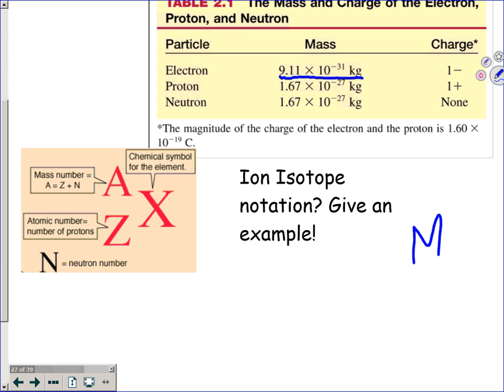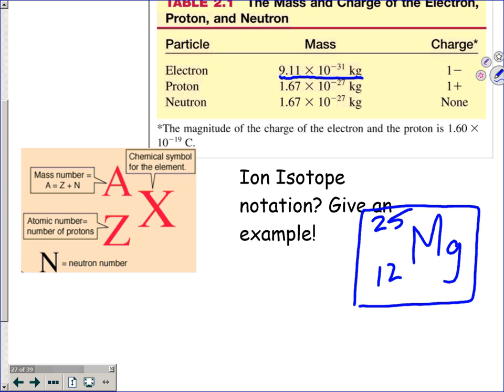Mg is our letter, our symbol. Where would the mass go? Upper corner, okay. So the mass of that magnesium isotope is 25, and then what number goes down here? Why 12? Because it's the number of protons. It's also the atomic number, the number on the periodic table. So this is just an atom of magnesium, and that's the A to Z notation.